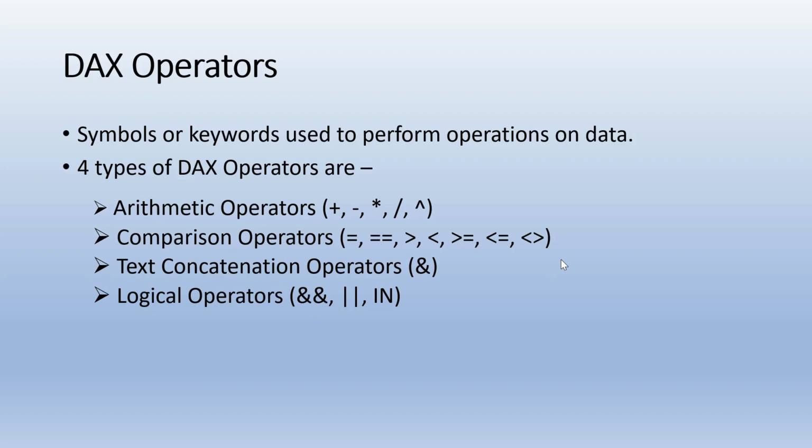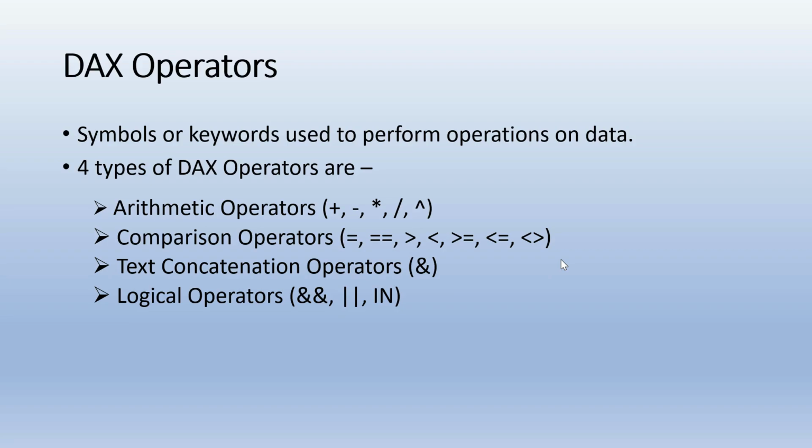Then we have comparison operators, which return a boolean as a result, that is either true or false. Next we have the text concatenation operator, which is the ampersand or and symbol. This is basically for the concatenation of different text values, or string values. Next we have logical operators that we use to study in gates, that is and, or, and in.